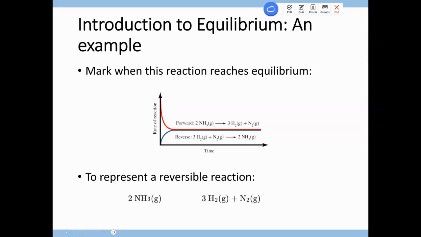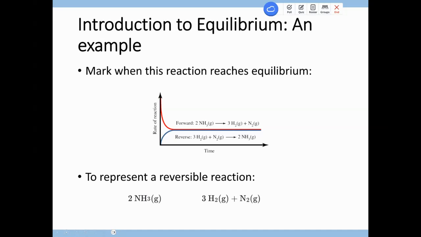The rate of the reverse reaction, starting with H2 and N2 and forming NH3, is 0 at the beginning because only NH3 is present. We need some H2 and N2 to be present for that reverse reaction to occur. So the rate slowly increases as H2 and N2 are produced, and then reaches a point where it remains constant.